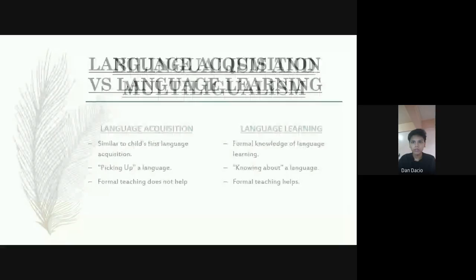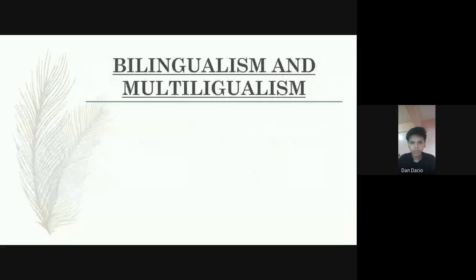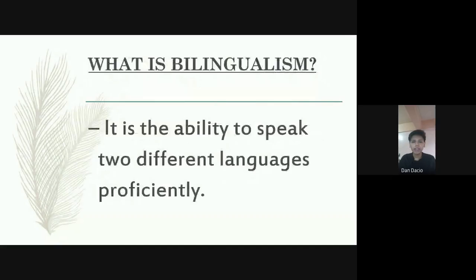Okay, so let's proceed now with bilingualism and multilingualism. So, what is bilingualism? Bilingualism is the ability to speak two different languages proficiently. So, for example, a student can speak Filipino and English proficiently. So, what do you call that ability? Bilingualism.